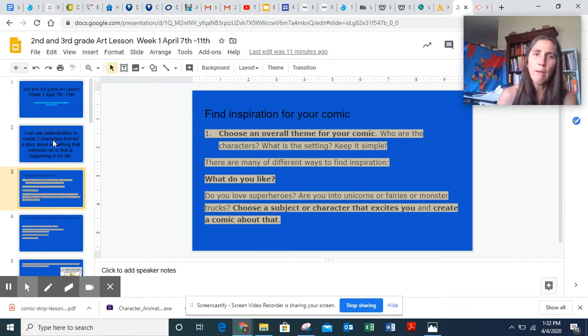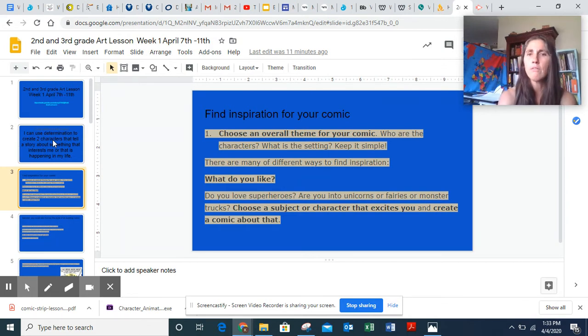Find inspiration for your comic. Choose an overall theme for your comic. Who are the characters? What is the setting? Keep it simple. Example again, back to the snail and the worm. Really, really basic characters because you have to draw them over and over and at least 3 times.